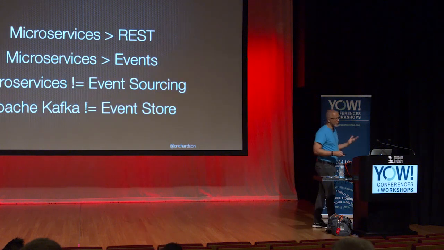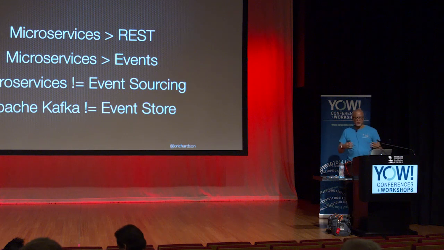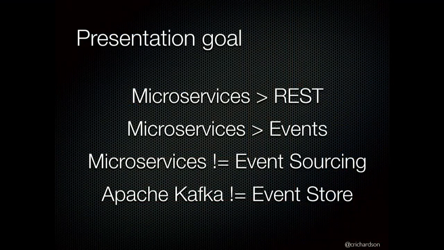And then along the way, I'm going to describe why there's more to microservices than just REST, why there's more to microservices than just events. And microservices don't have to be implemented with event sourcing. And also going to just throw in there that, contrary to what's written on various websites, Apache Kafka is not really an event store. It's an excellent message broker, but it's only part of a solution for implementing event sourcing.